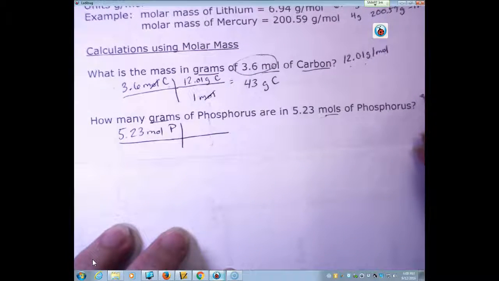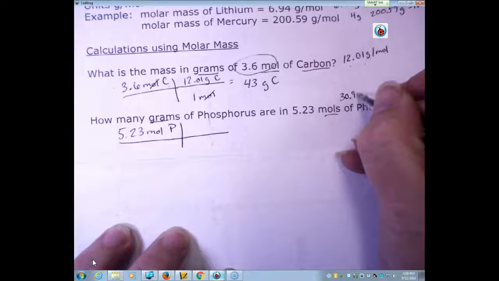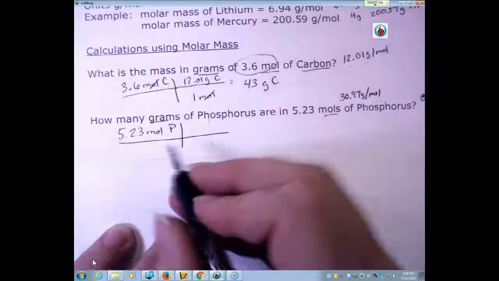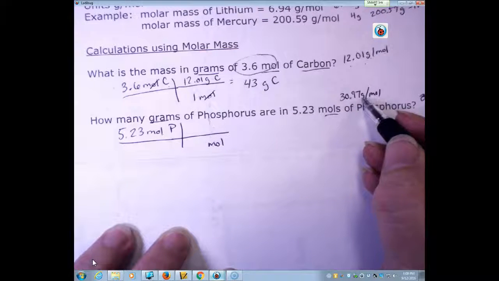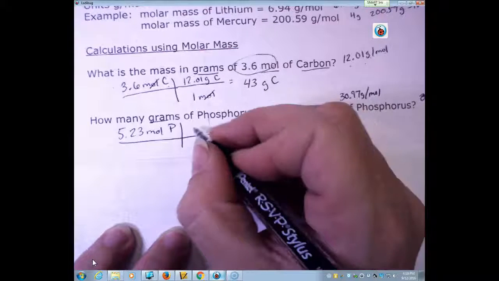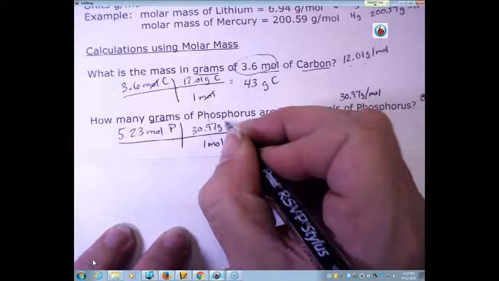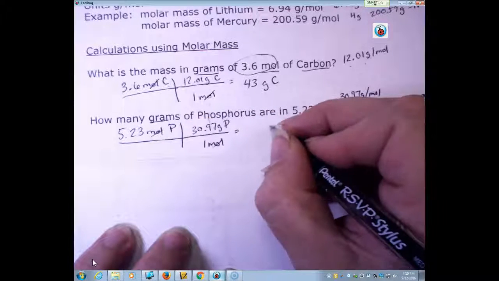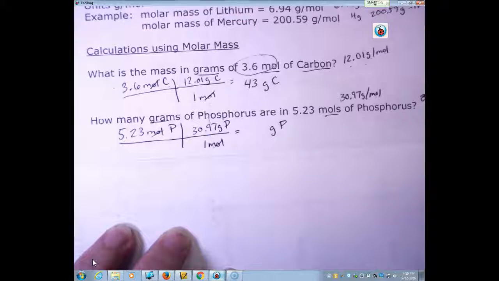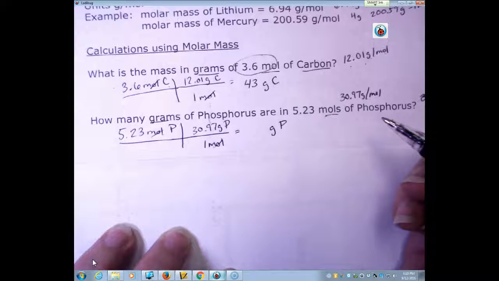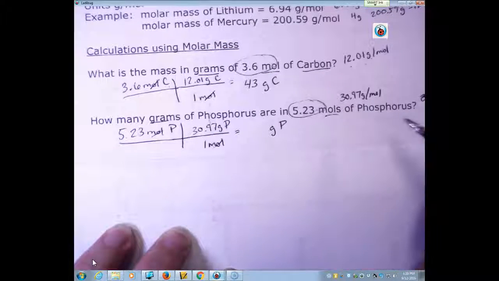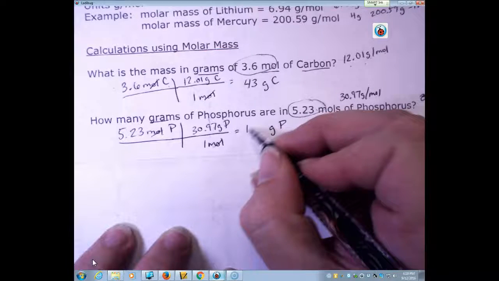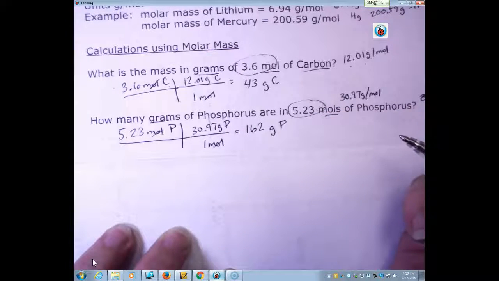So there are 30.97 grams per mole. Mole is here, mole has to go here, so they will cancel out. And this says that there are 30.97 grams in 1 mole. So in 1 mole, there are 30.97 grams of phosphorus. Answer. We multiply everything on top together, divide by everything on the bottom, multiply together. We know we need to have 3 sig figs. Always go back to the problem for your sig figs. And in this one, we end up with 162 grams of phosphorus.